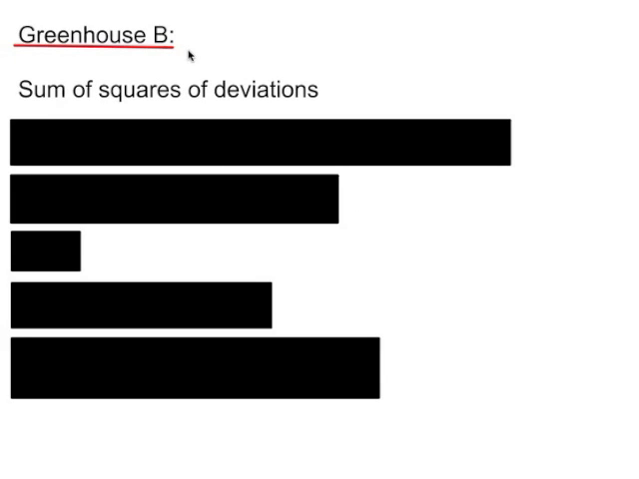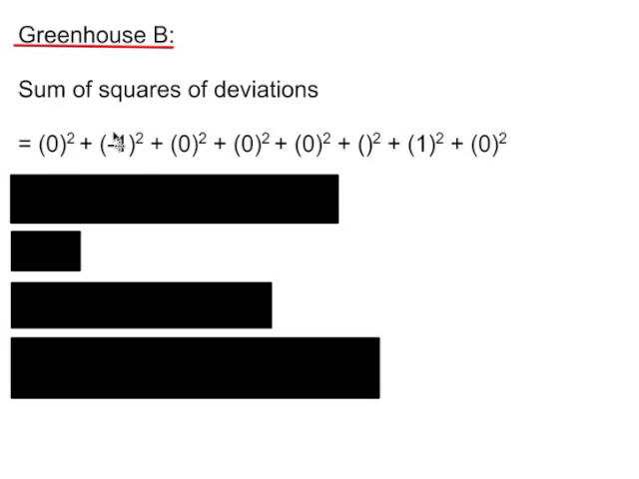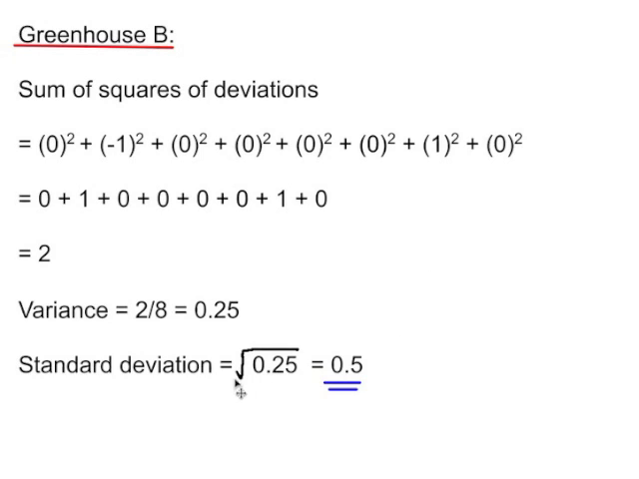Now I'd like you to pause the video for a moment and work out the standard deviation for greenhouse B before you watch my solution. So again, we square each of the deviations and add them up. We divide this by the number of scores to find the average of the squares of the deviations, also called the variance, and to find the standard deviation, we square root the variance to give a standard deviation of 0.5.